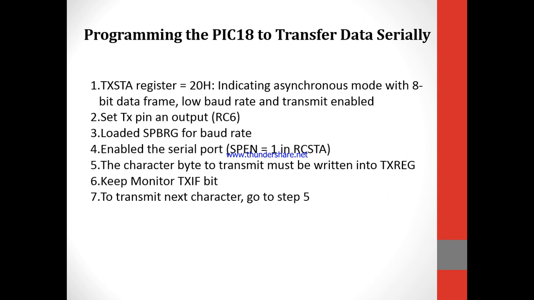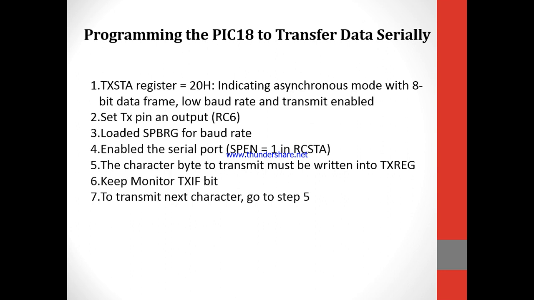In order to send data serially, what steps are required? We'll see those steps. First of all, you have to write 20 in the TXSTA register. When you write this value, it indicates asynchronous mode with an 8-bit data frame, low baud rate and transmit enabled. Then you have to set the TX pin, that is pin number 6 of port C, as an output pin.